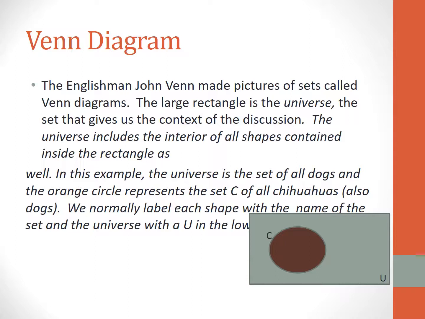it's the set C of all chihuahuas. Now notice that chihuahuas are dogs, so the universe isn't just the stuff that's kind of greenish, it's the whole rectangle, inside the circle, outside the circle. But all the chihuahuas are pictured inside the circle. Normally, every Venn diagram should have a label for that rectangle in the lower left corner. We call it U for universe. There should be a label somewhere outside but near that circle that says C, the name of the set of all chihuahuas.